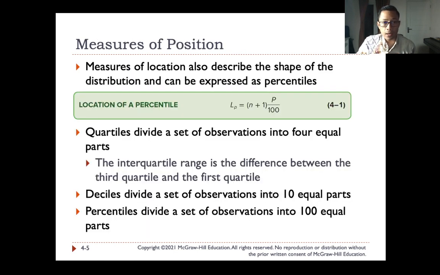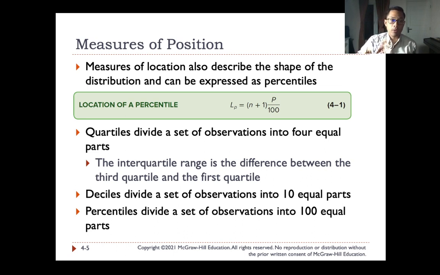Another way of describing the data is through measures of position. We'll start with a measure of location that describes the shape of the distribution, and one of them is the percentile. The location of a percentile is L_P equals (n plus 1) times P divided by 100. For percentiles, we divide the data into 100 parts. So you have the first percentile, the second percentile, the third, the fourth, the 5th, until the 99th percentile, and the 100th percentile.